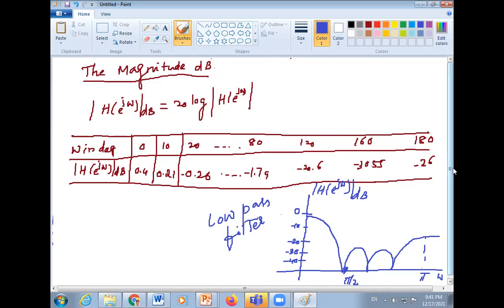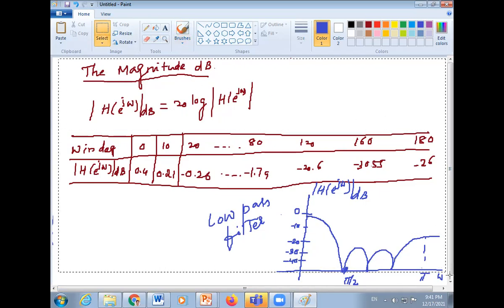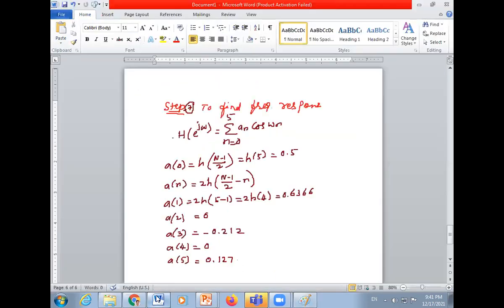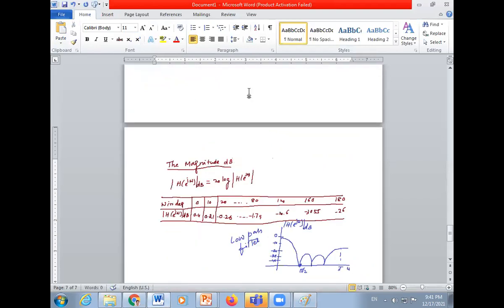This is the way we can solve the examples using the Fourier series method. Here you have to remember the steps. This is all about how to solve the examples related to FIR filter design using the Fourier series method.